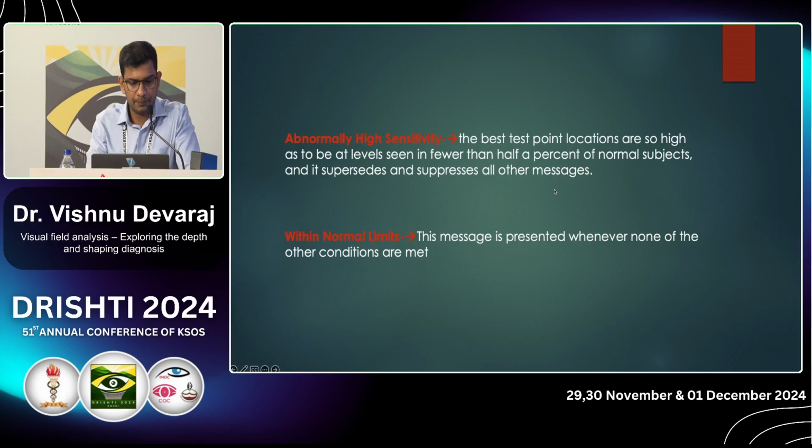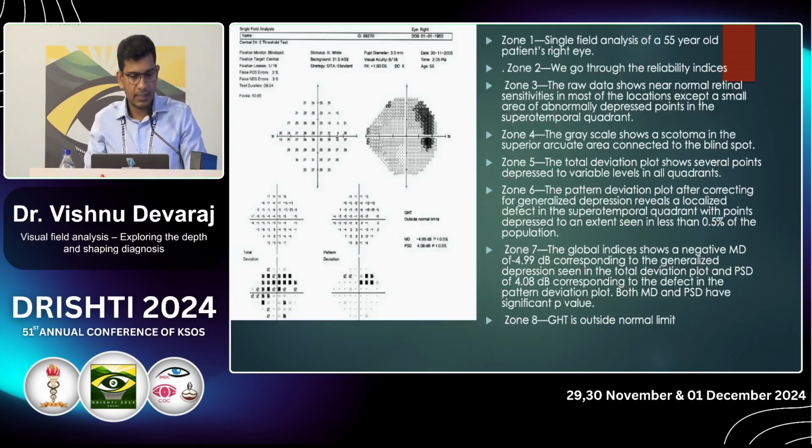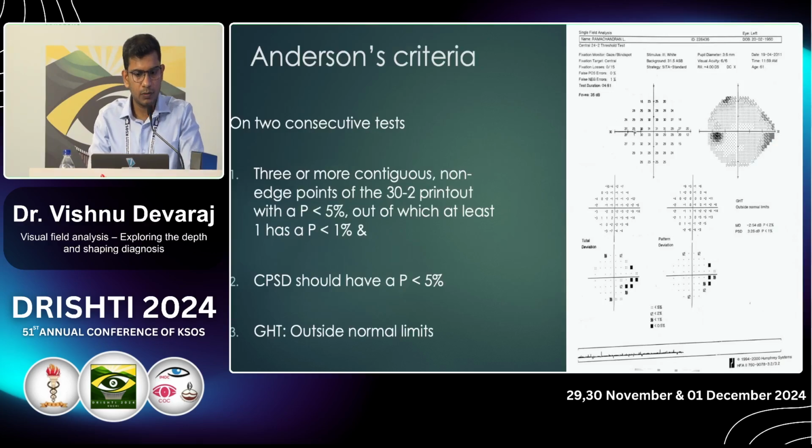So this is an example, and we diagnose using Anderson's criteria. So 3 or more non-contiguous non-edge points in a 30-2 printout, or 3 or more contiguous points in a 24-2 printout, with a p less than 5%, out of which at least one has p less than 1%. And pattern standard deviation should have a p value less than 5%, and GHT outside normal limits.